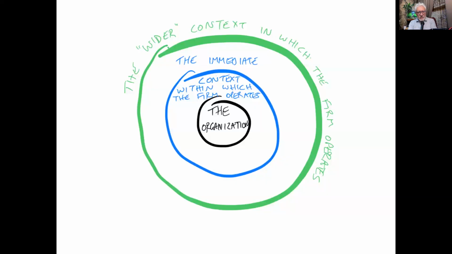You're familiar with this. You're familiar with the way I built it up from the inside, saying that there's an organization next door to a whole lot of other organizations, but that organization has an immediate or task environment. And then it also has to think about what's happening in the general environment in this green space beyond it.